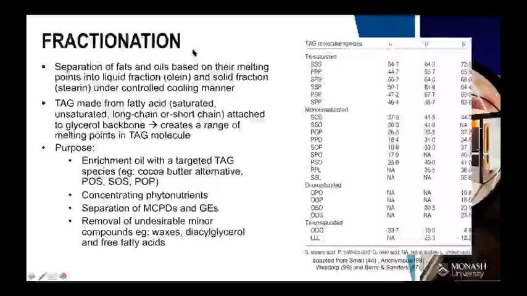Fractionation is basically a process where we can separate fats and oils, which are the triacylglycerol species, based on the melting point into two different fractions, known as the liquid fraction and also a solid fraction, which is known as stearin, under a controlled cooling manner. In this case, we have our fats and oils, and we cool them down under a controlled cooling thermogram. The hard fat will then crystallize, leaving behind the liquid or the soft. Here we can then separate the crystallized oil from the liquid oil.